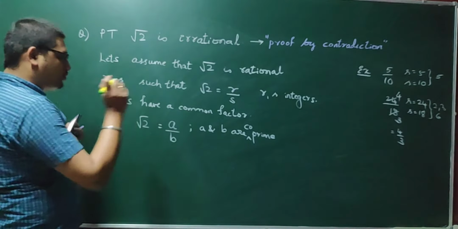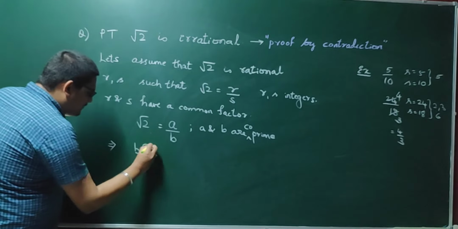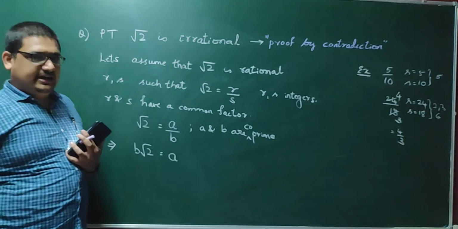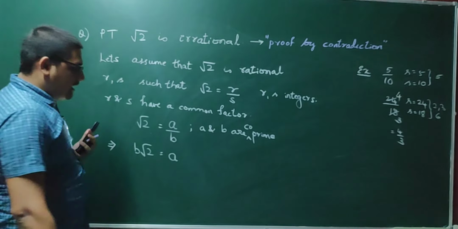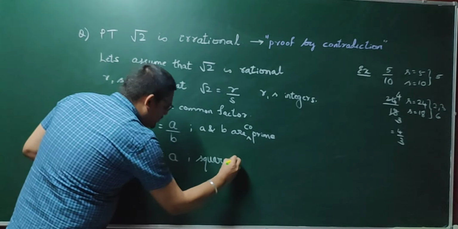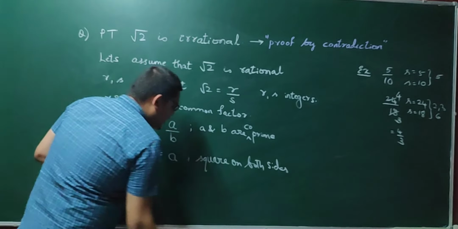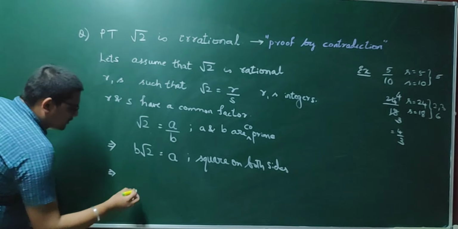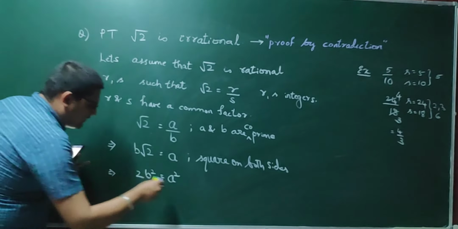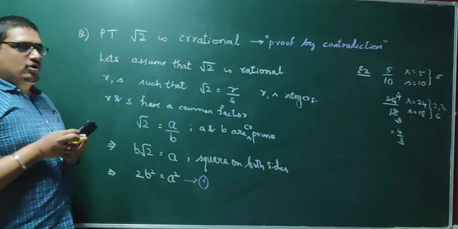So once they are reduced to this form, let us say now I cross multiply, I will get B root 2 is equal to A. Correct? B root 2 is equal to A. Now let me square on both sides. If I square on both sides, what do I get? 2B square is equal to A square. This is an extremely important step. 2B square is equal to A square.